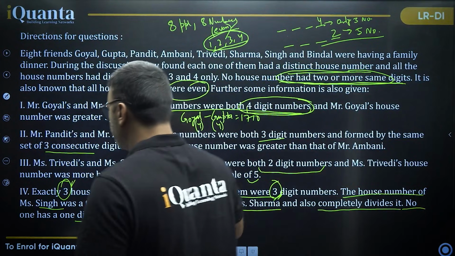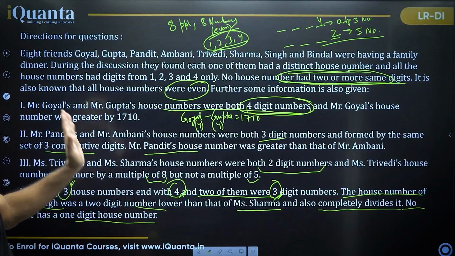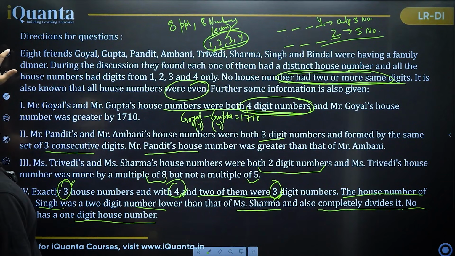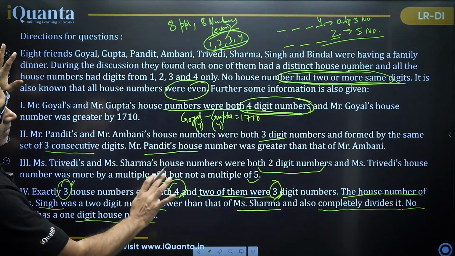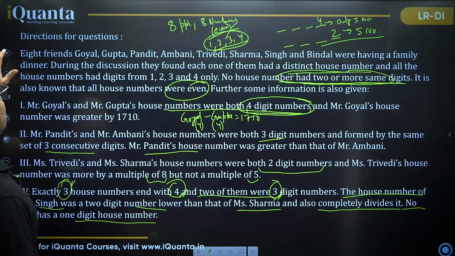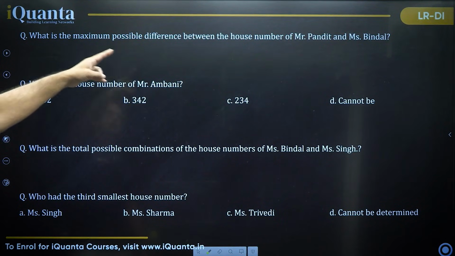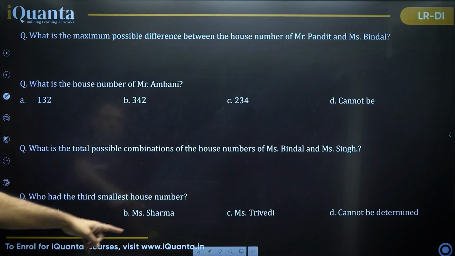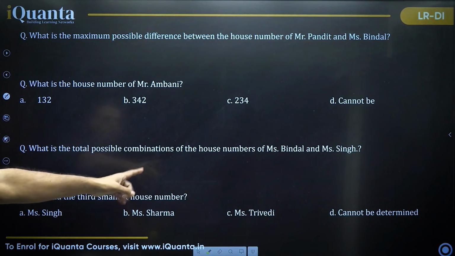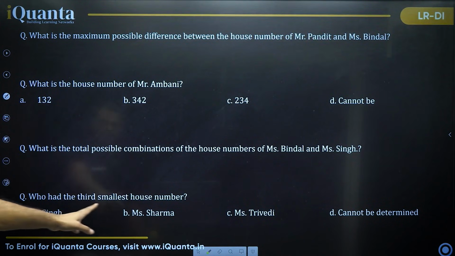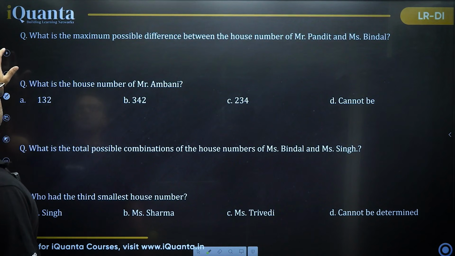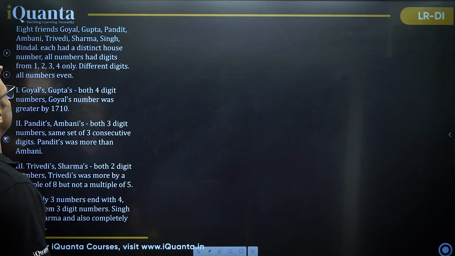So let's go to the next slide and we have space there. We'll solve this question now. So this is easy. So till now we can say that it is easy. Let's see how it goes. Okay, so these are the questions. Just take a look at the questions. Maximum possible difference, Mr. Ambani's house number, what is the total possible combination. Okay, right. So questions are not looking very difficult.